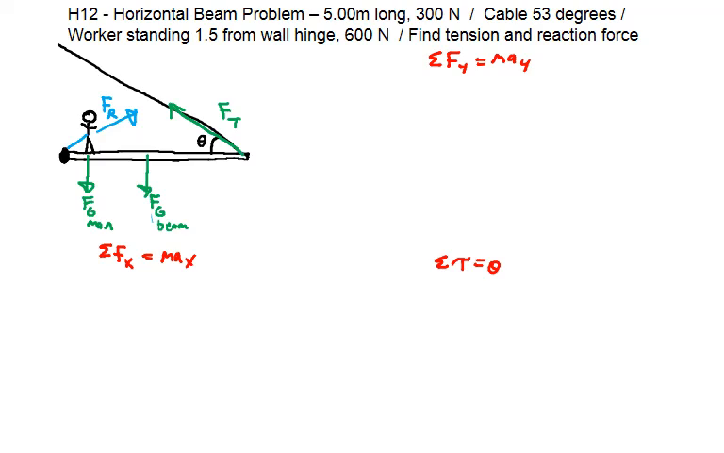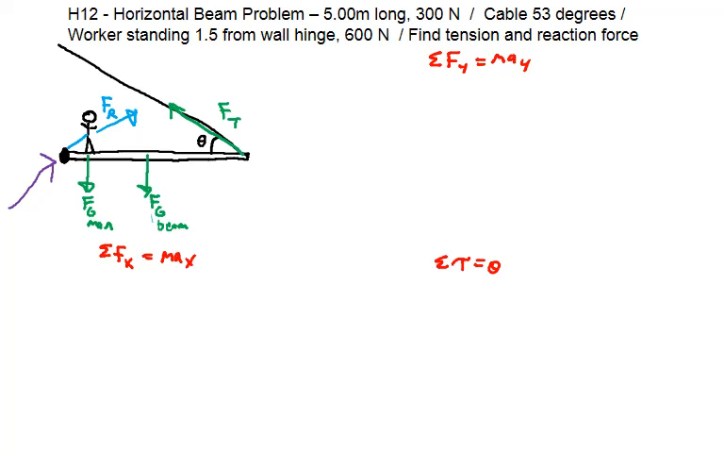Now in this case, we have an added dimension: there's a person standing here. So the reaction force and the force of tension will not be the same, because the man is standing close to the wall, where this hinge right here is free to rotate, and the reaction force is going to have to hold up more because of this. So that's what we're going to analyze in this one.